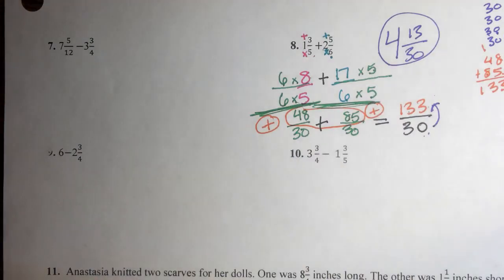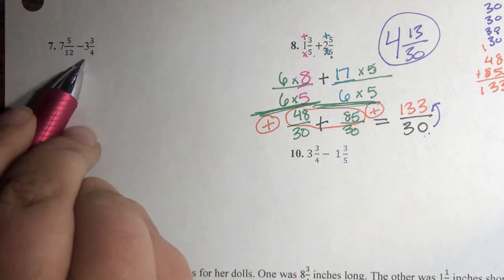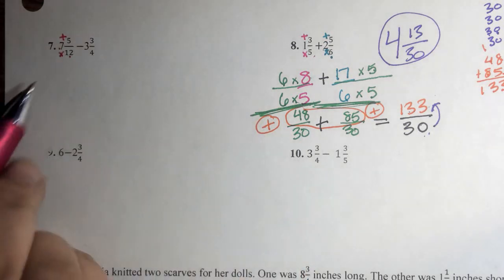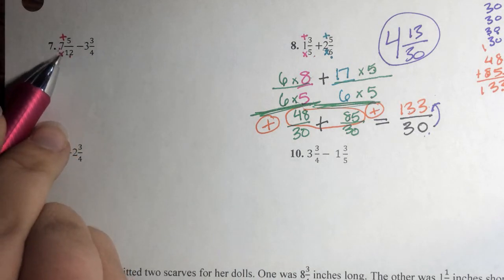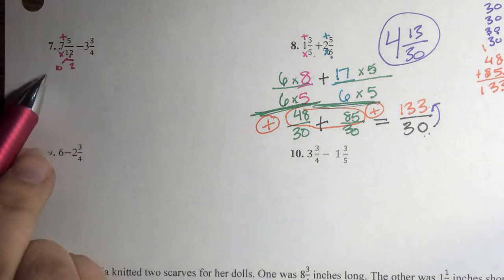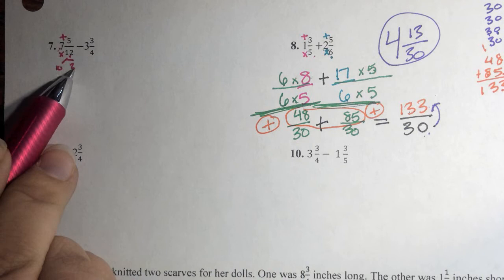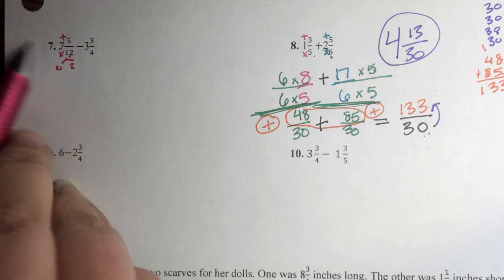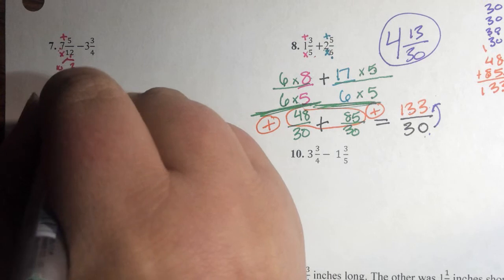Number 7 at 23:42. We've got mixed numbers and we want to make them improper fractions. So we multiply denominator times whole, add the numerator. 12 times 7: 12 is the same as 10 and 2. So I've got 7 times 10 is 70. 7 times 2 is 14. 70 and 14 make 84. So 84 plus 5 is 89 over 12.